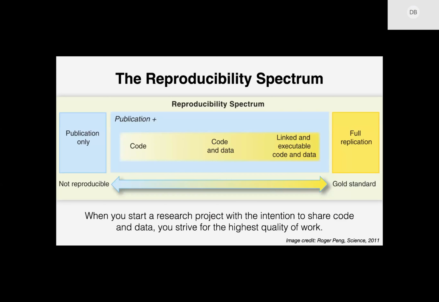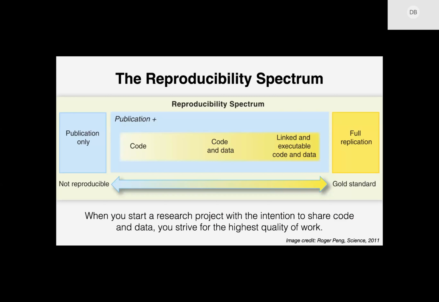So if your goal at the outset of a project is to be able to produce a research product that is reproducible, that's shareable, that's findable, and that can lend itself to full replication, then by its very nature, you're trying to make a project that's as high quality as possible, because people are going to be able to look at that project in great detail and reproduce it.